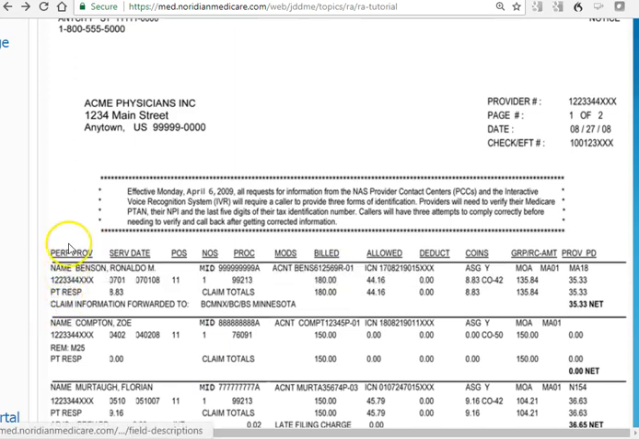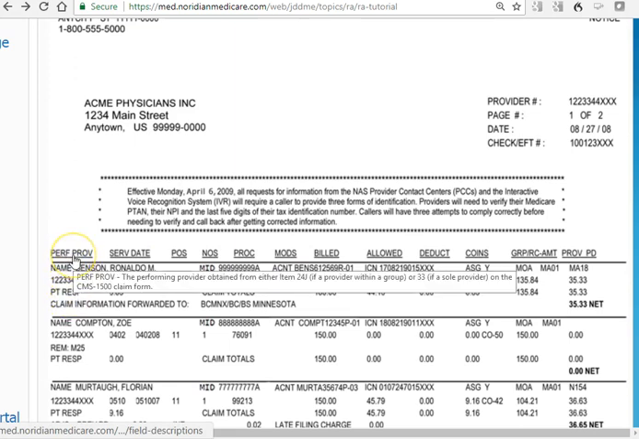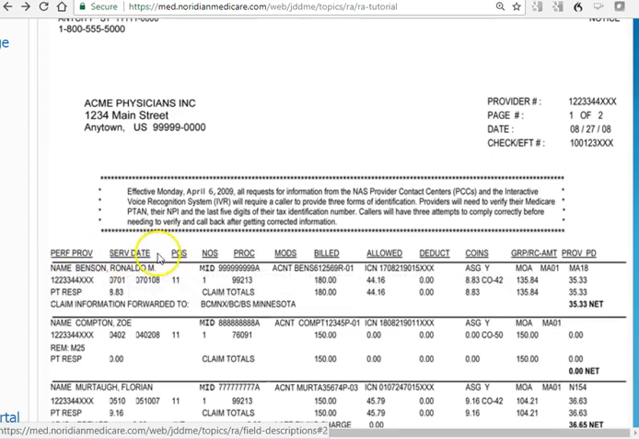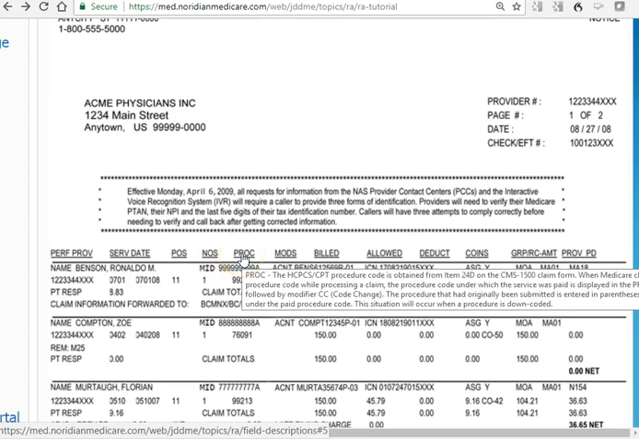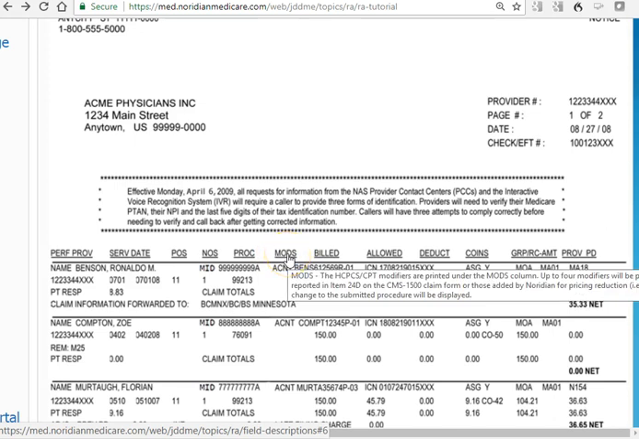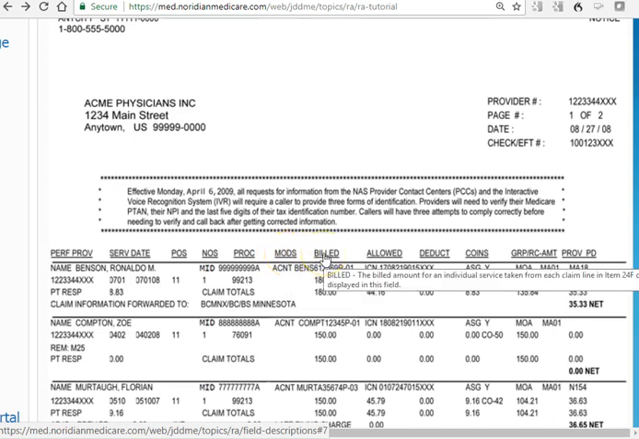This column begins with the providing information, the service date, the place of service is here, the number of services obtained. Hopefully you can read these little pop-ups as I hit them. The procedure code, which is the CPT or HCPCS code, followed by the modifier if necessary. Modifiers here. The amount of money that was billed.